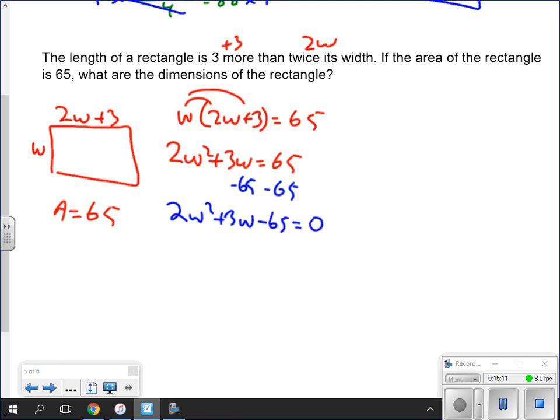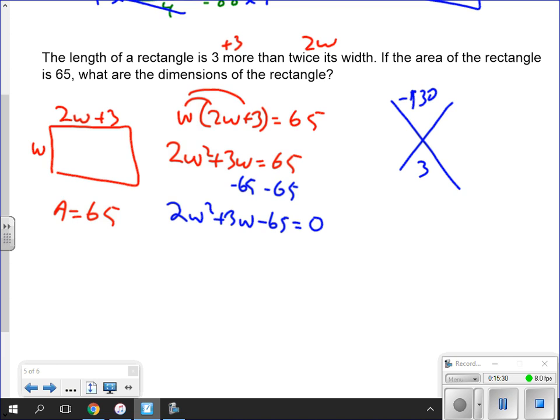Has to be equal to 0. The next thing I need to do is to factor it. So set up my big X to factor this. I have 2 times negative 65 is negative 130, and the bottom is 3.